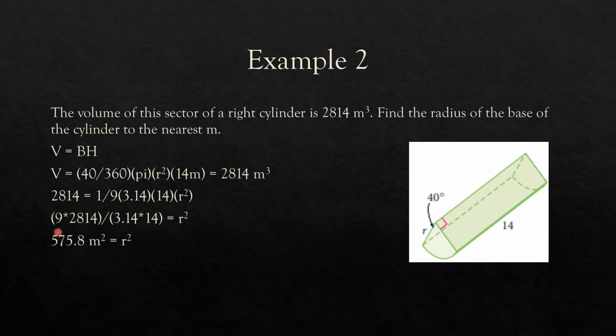So 575 is this side of the equation, and that's rounded, 575.8. And that would be r squared. So the last step would be to take the square root of 575 and the square root of r squared, which would give us r is equal to about 24 meters.